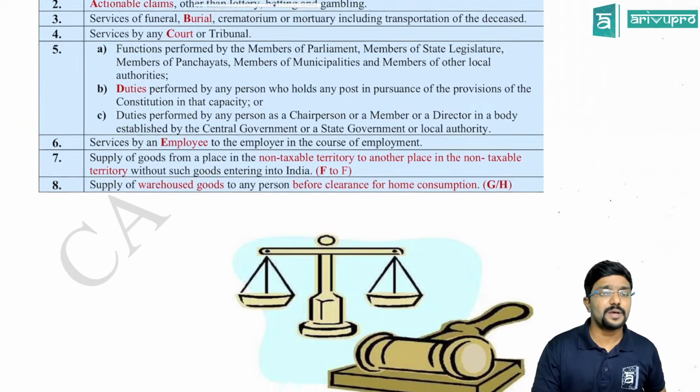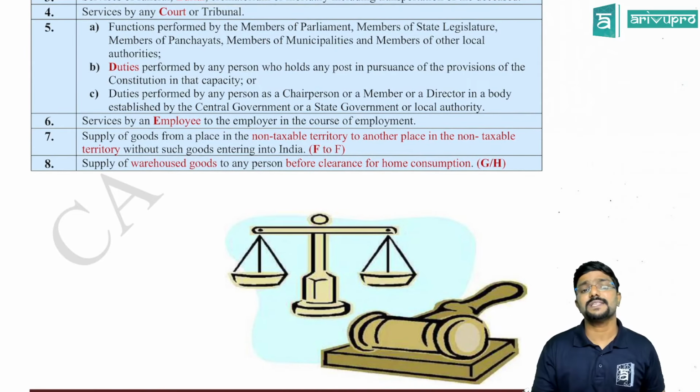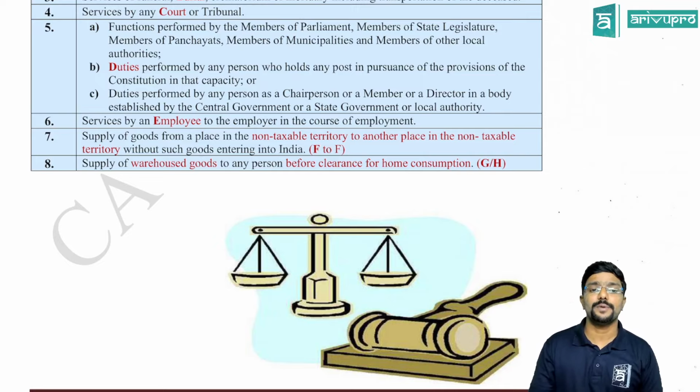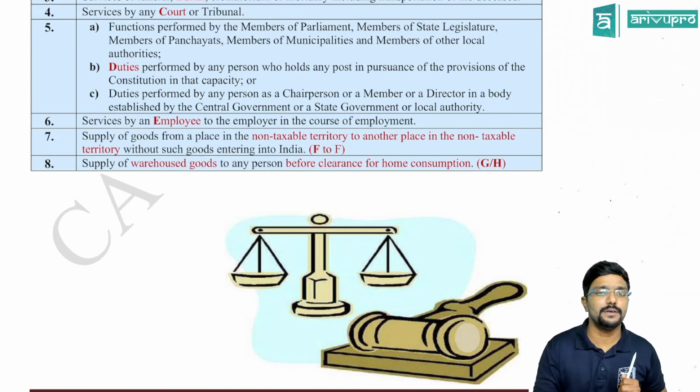Then duties performed by any person as a chairperson or a member or a director in a body established by central government or a state government or a local authority. For example, chairperson or vice chairperson of GST council, for whatever service they provide, they will be paid for it. But still, the services are covered under negative list.